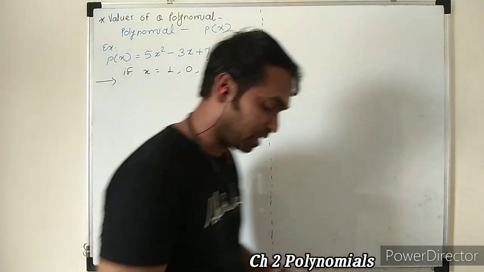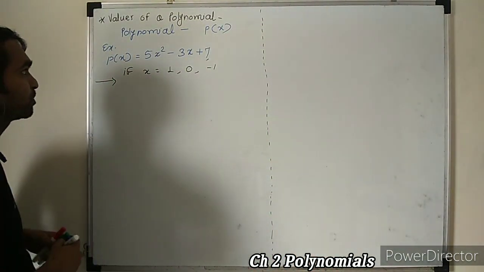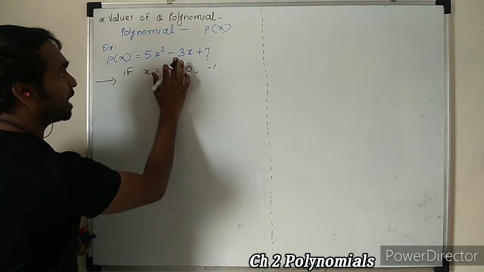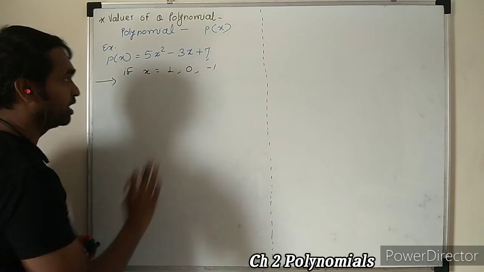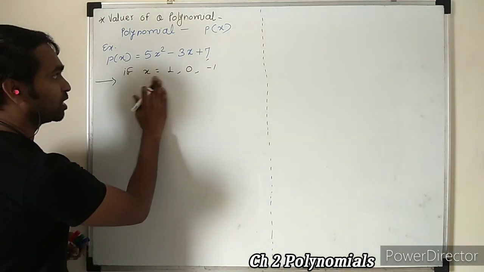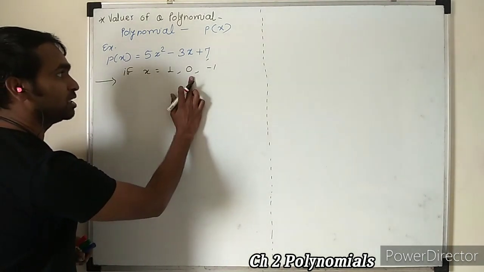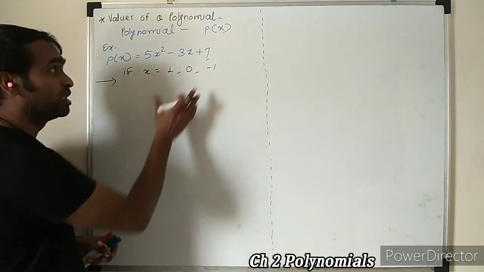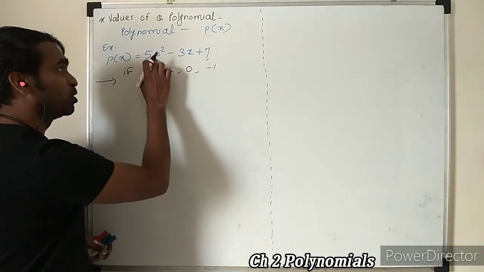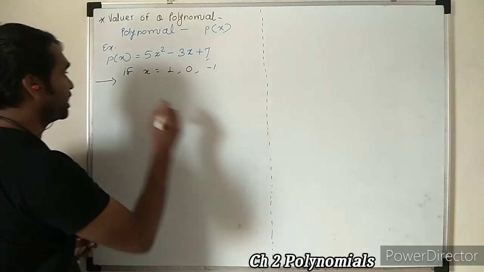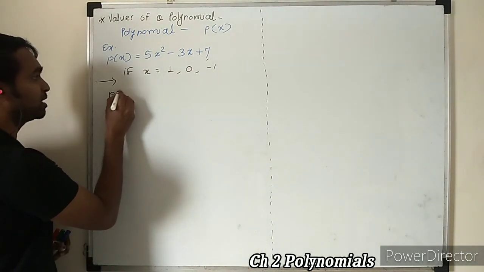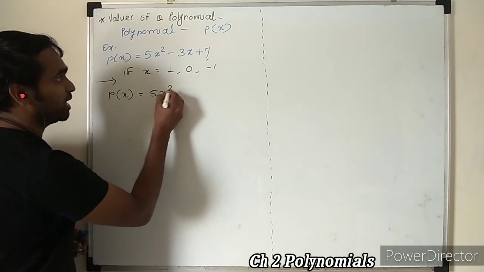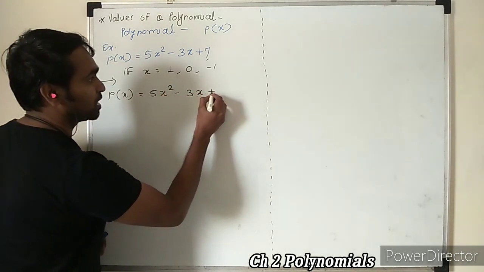Okay, let us write one example. P of x is equal to 5x square minus 3x plus 7. Here, x is equal to 1, 0 and -1. Three values are given, so one by one you have to put these values here and find the answers. First, in the answer you have to write P of x is equal to 5x square minus 3x plus 7.